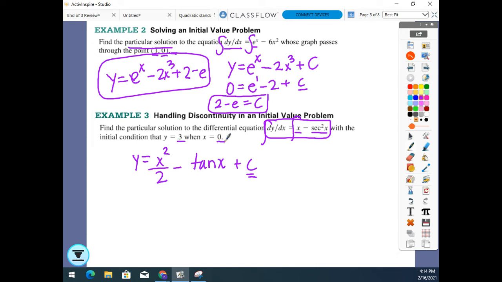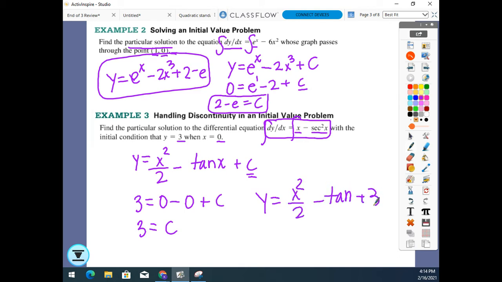y is 3 when x is 0. So 3 equals 0 squared over 2, which is 0, minus tangent of 0, which is also 0, which means our constant is 3. So the particular solution is y equals x squared over 2, minus tan x plus 3.